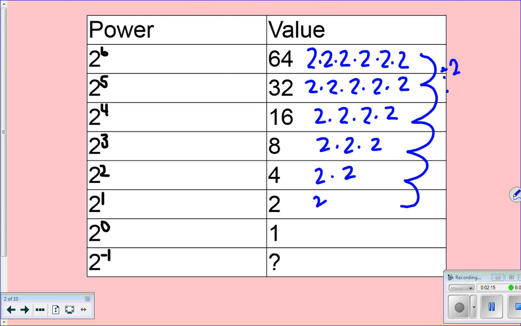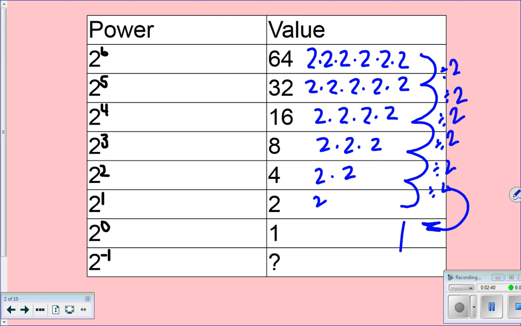You keep dividing by 2, divide by 2, divide by 2, and when I divide by 2 here, 2 divided by 2 is 1. Okay? Does that make sense to you? It works for any base. It could be 6 to the 2nd power, 6 to the 1st power, 6 to the 0th power. Any base, no matter what it is, to the 0th power is always going to be 1.